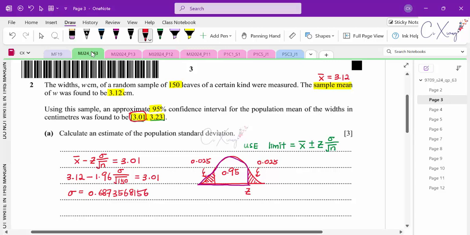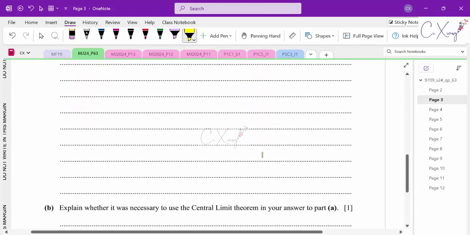Okay, so you try to press the calculator carefully. Make sure don't do careless mistake. And by right, I have to correct our sigma into 3 significant figure, which is 0.687. Okay, so this is how we solve the part A. Then let's have a look for part B.